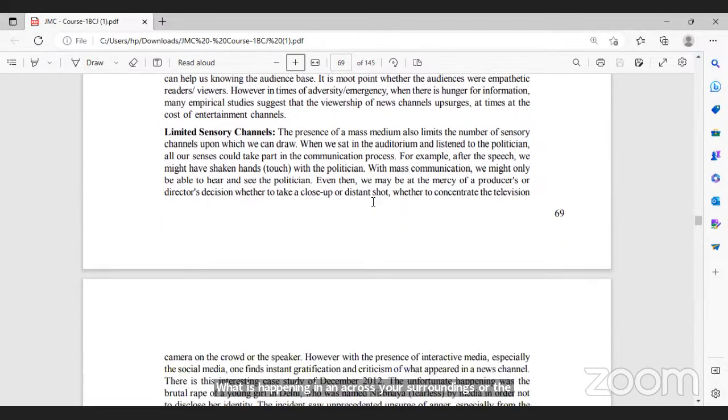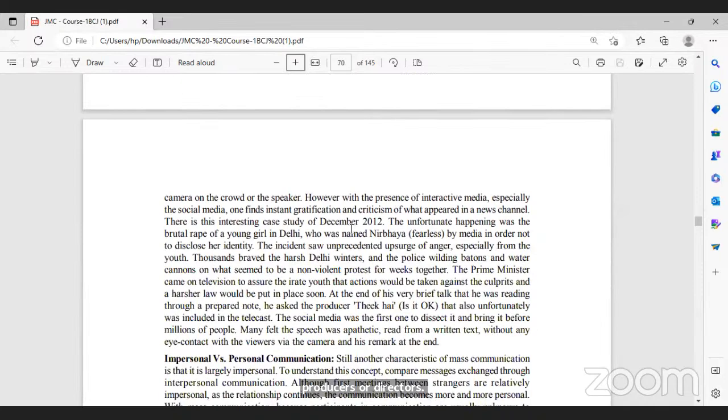The next one is limited sensory channels. We see that the mass medium also limits the number of sensory channels. When we watch in an auditorium, listen to a politician, all our senses could take part in the communication process. For example, after the speech, we might have shaken hands or had a feel of touch with the politician. With mass communication, we might only be able to hear and see the politician, even though we may be at the mercy of a producer's or director's decision. Basically, what we are trying to say is one-to-one interaction is very less.